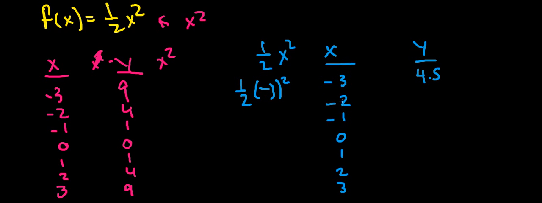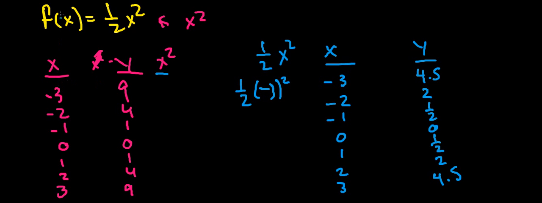And we continue to do this. We put in 2 squared, we get 4, times 1/2 is 2. We put in 1, we get 1 squared times 1/2, which is 1/2. We get 0, and then we're going to get the same for the positive numbers that we put in. So let's compare these values to these values. Here we put in a minus 3, we get a 9. Here we put in a minus 3, we get a 4.5. So all that's happening is we're getting the exact same values as for our x squared function, except we're dividing them in 2.